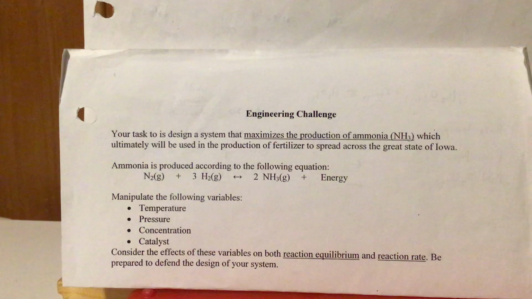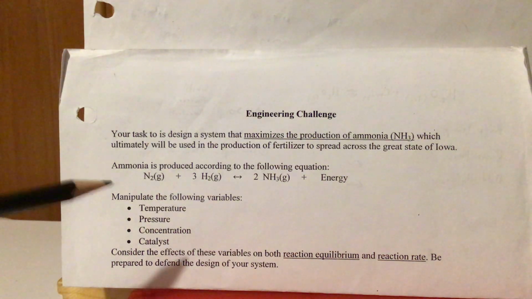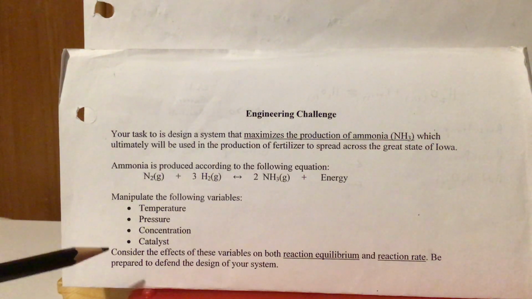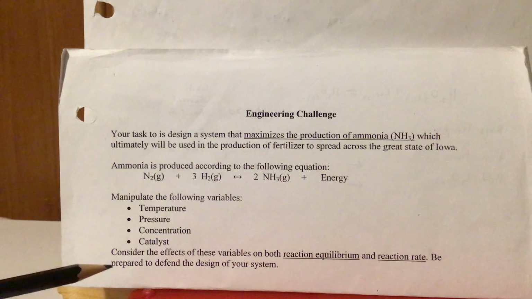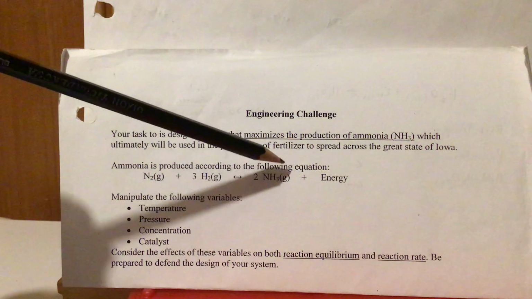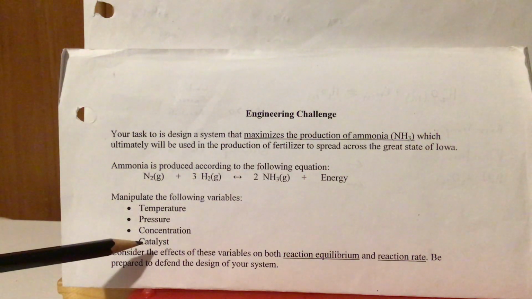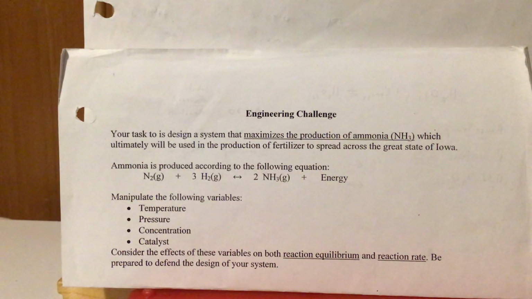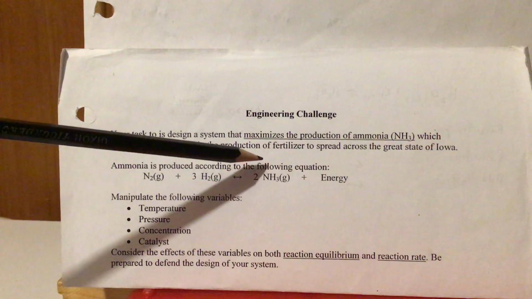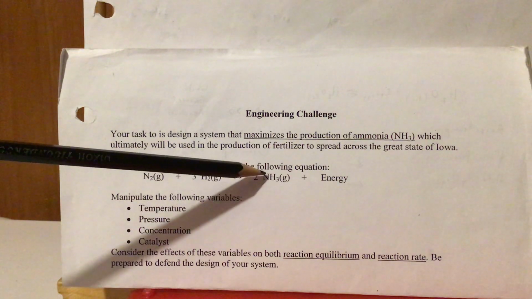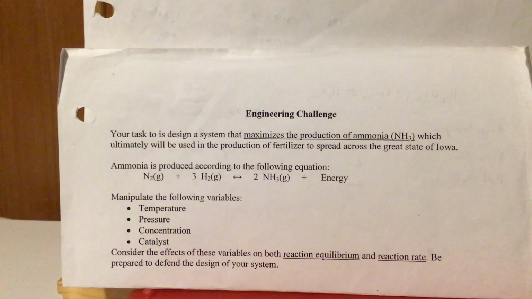It releases energy. Now your job is to manipulate variables, temperature, pressure, concentration, and catalyst, and you're supposed to consider equilibrium and reaction rate. So if you want to produce NH3, you're going to want to shift equilibrium to the right. What can you do to temperature, pressure, concentration, and catalyst to shift equilibrium to the right? If you're trying to produce NH3, you're going to want to do it as quickly as possible. So what factors can you shift here to make the product of NH3 more quickly? So consider those things, come up with your plan, and pause the video.